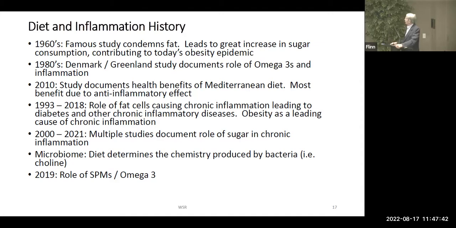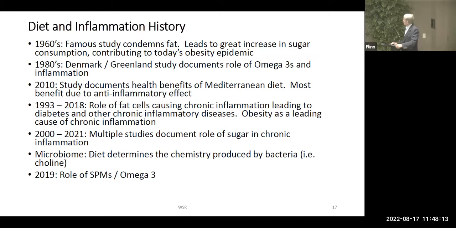In 2010 was the first study that documented the health benefits of the Mediterranean diet. Now, the importance of this was not that the Mediterranean diet was healthy, because it is a very healthy diet in terms of high in nutrients, but that the health effect of the Mediterranean diet was due to its anti-inflammatory effect.